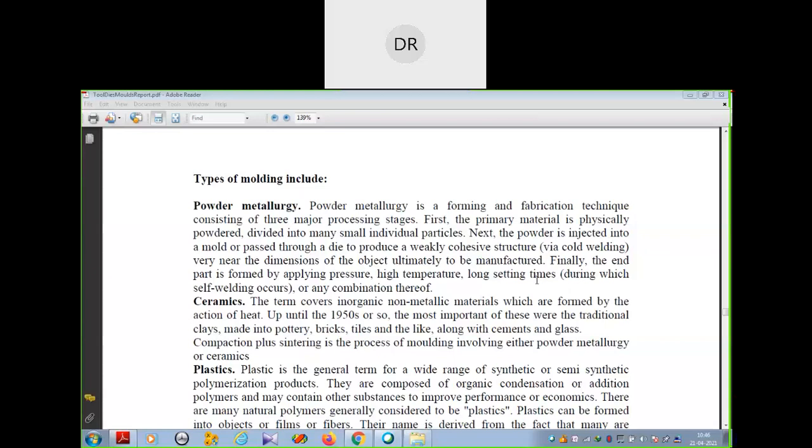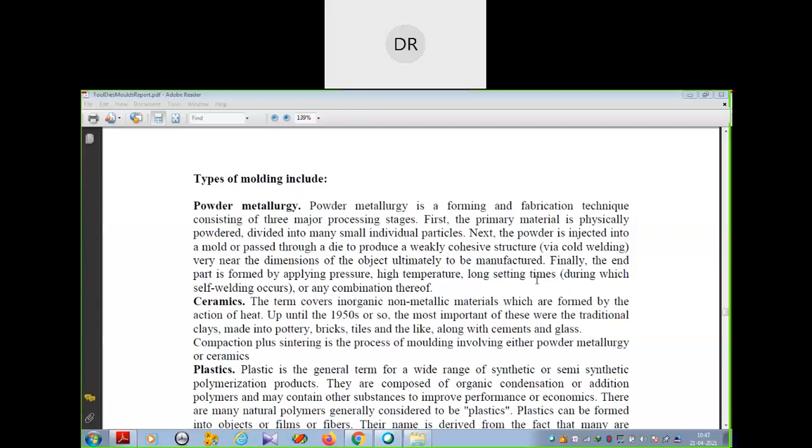So in the second step we put this powder into the mold cavity using the die to produce a very weakly cohesive structure with dimensions very near those of the object to be produced. Finally, the end product is formed by applying some pressure, high temperature, long setting time, etc., or any combination of these.